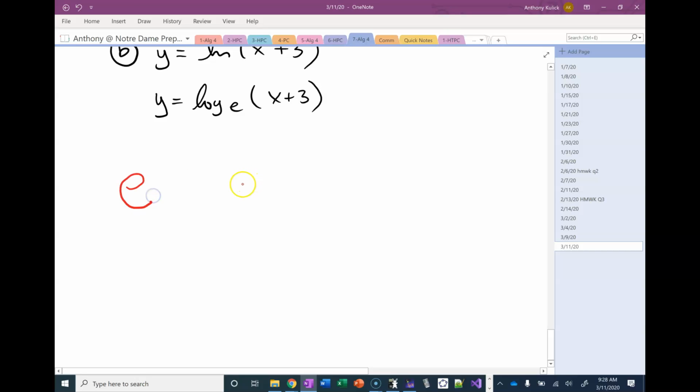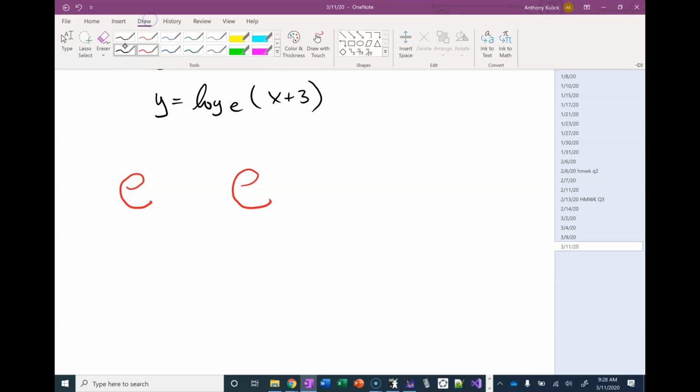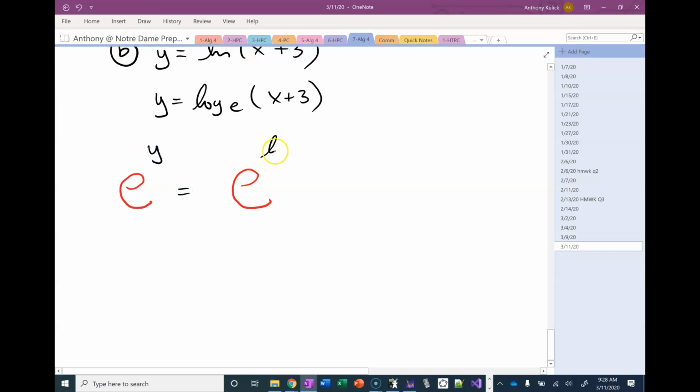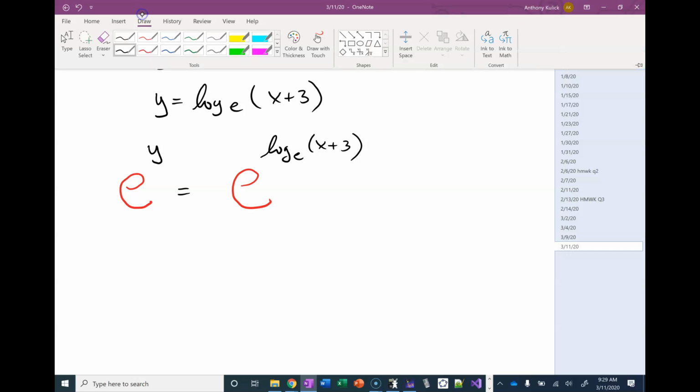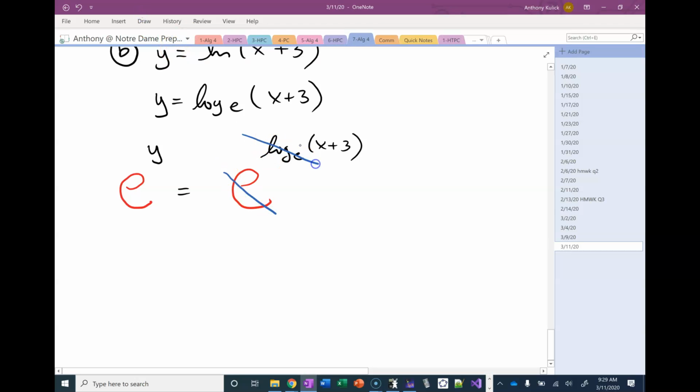So I'm going to do exponent base e to both sides. Now notice I really exaggerated the size of the e there because I want to make very clear we're not multiplying both sides by e. The e is the base of an exponential. The y is in the exponent on the left-hand side, and the log base e of x plus 3 is the exponent on the right-hand side. Now we showed earlier that an exponent base b will cancel with log base b. So we're going to have e to the y is equal to x plus 3.